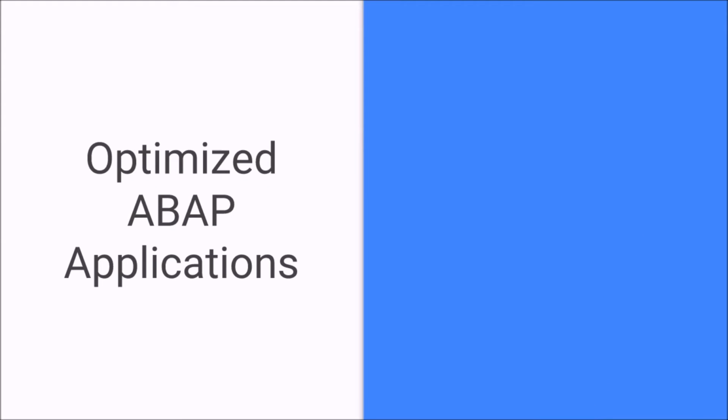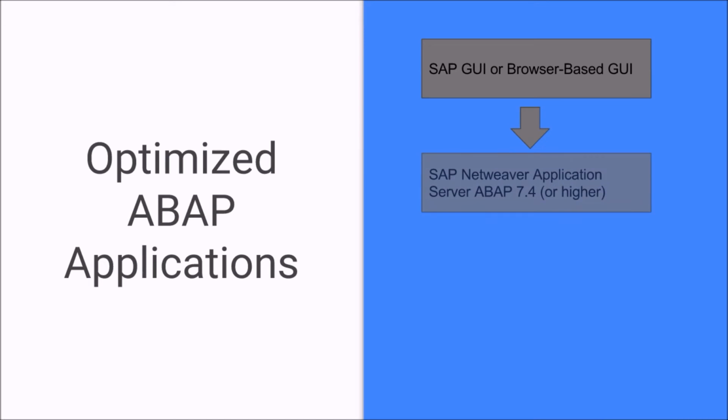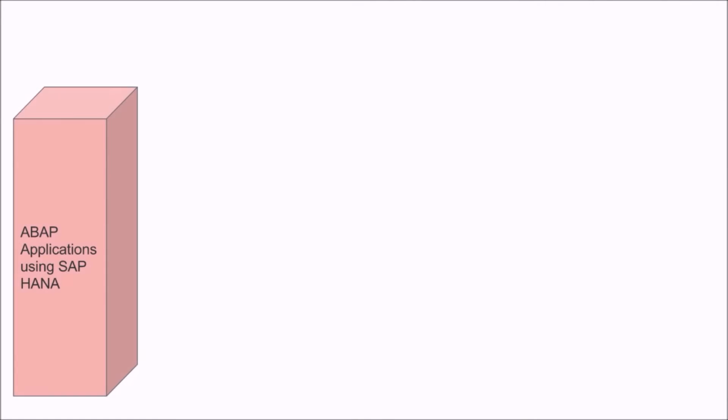With the new ABAP features for SAP HANA, we can now produce optimized ABAP applications. Let's recap a little bit about SAP system architecture. We have the SAP GUI, or a browser-based GUI that connects to the SAP NetWeaver application server ABAP version 7.4 or higher. And the SAP NetWeaver application server is in constant communication with the SAP HANA database. We now have ABAP applications using SAP HANA.